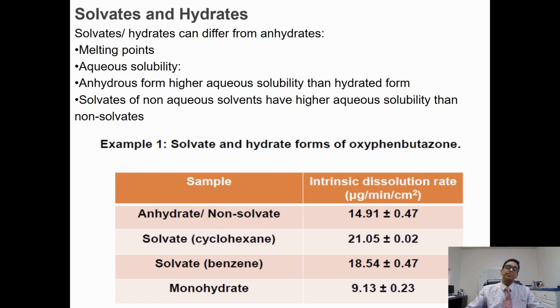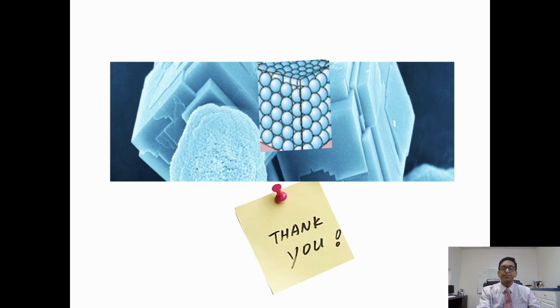In the process of development of crystallization, as I said, certain organic solvent or solvate will be retained within the crystal lattice, and that is going to alter the solubility of the drug compound, and ultimately the dissolution rate and the bioavailability of oxyphenbutazone. So anhydrous forms have a higher dissolution rate compared to solvates and compared to monohydrates.